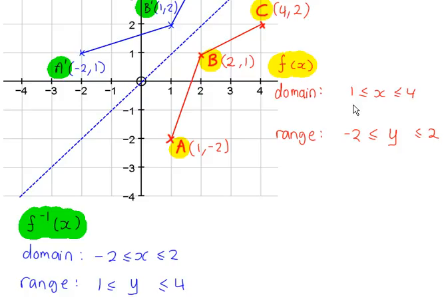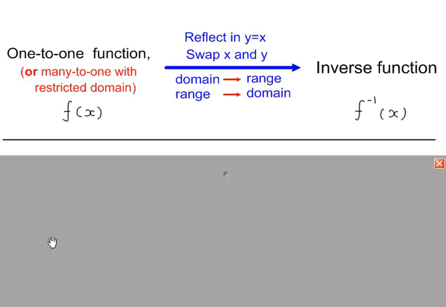So in the domain we've got between 1 and 4, and that now becomes the range for the inverse between 1 and 4. The range here between minus 2 and plus 2 becomes the domain here between minus 2 and plus 2. But remember, the domain is always in terms of x, and the range is always in terms of y. So to get an inverse function, we must start with a one-to-one function. We reflect the graph in the line y equals x, so we're swapping x and y around, we're swapping the domain and range, and then we get the inverse function.